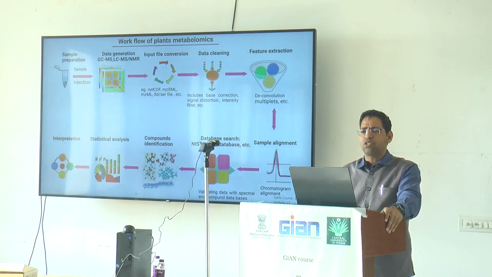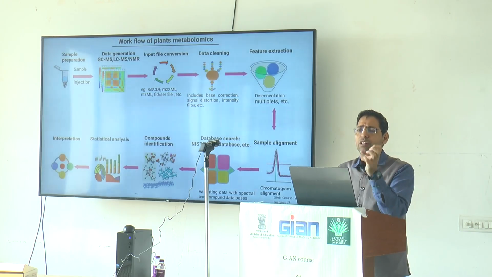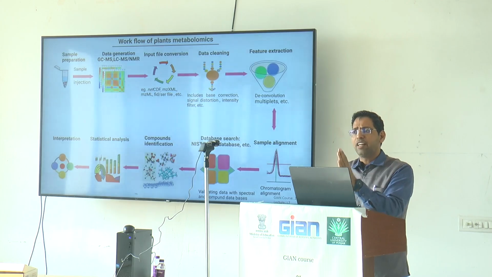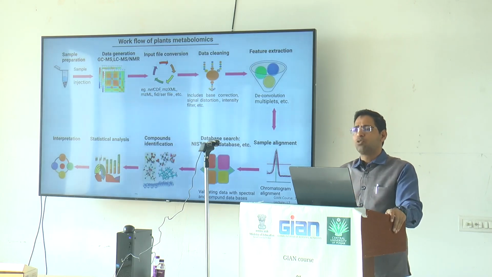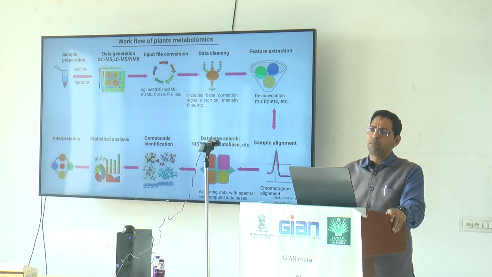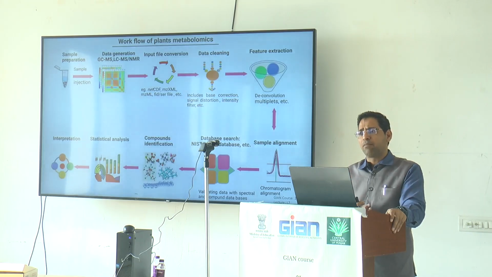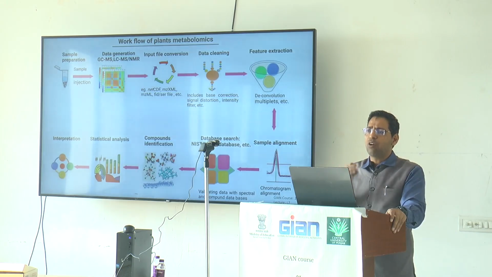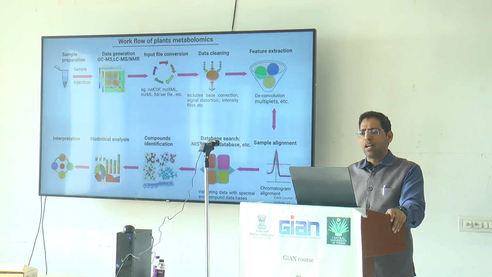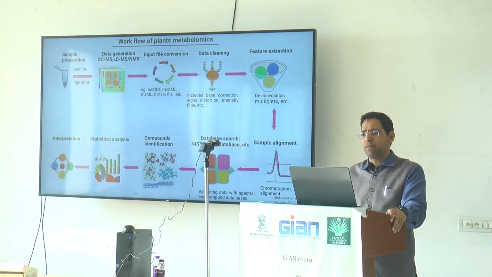Now the second question is that we have to convert the file into a more friendly file. Every machine is giving very complicated and comprehensive data of thousands of metabolites. So we can't handle them, and we don't have a machine which can give us so many analyses. So we have to convert that file into a different extension. mzML is the most common, and mzXML is also a very common file format which is used in metabolomics.